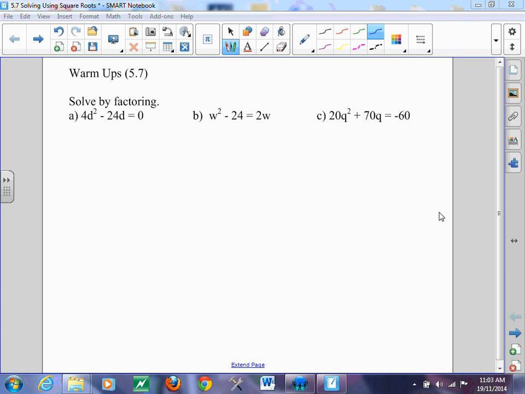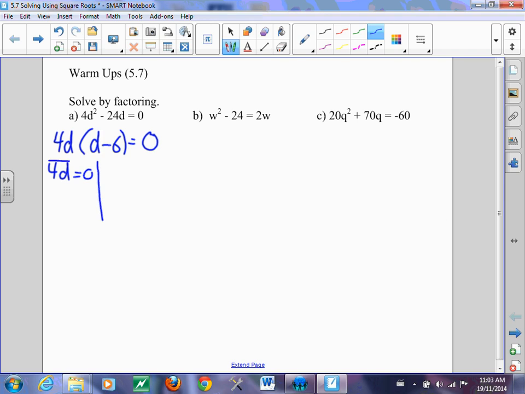Okay, class, hopefully you paused, and welcome back. Here's how you should have solved these, ladies and gentlemen. Hopefully you looked at the first one and you said, hey, I can common factor out a 4d. So you got 4d times d minus 6 equals 0. Then you use the zero product property, which means either 4d equals 0 or d minus 6 equals 0.